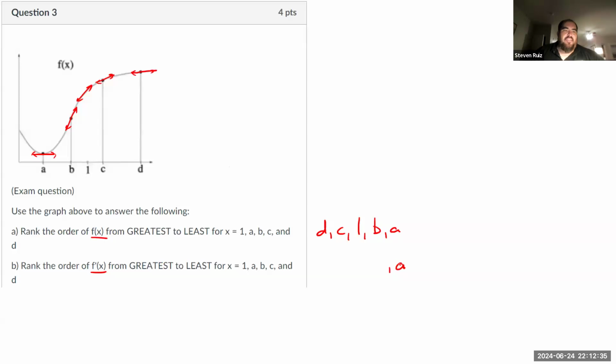The rest are positive. So which one is going to be the most shallow? Like it's positive, but it's the least significant. I believe that's going to be D. What's going to be next? I believe that's going to be C. And then 1. And then the most significant slope here, the most positive slope, is going to be B. So from greatest to least, I believe I have B, 1, C, D, A.